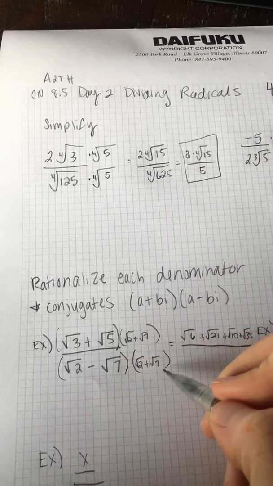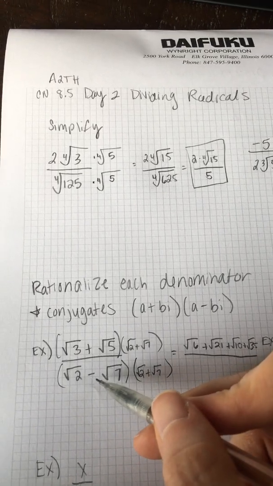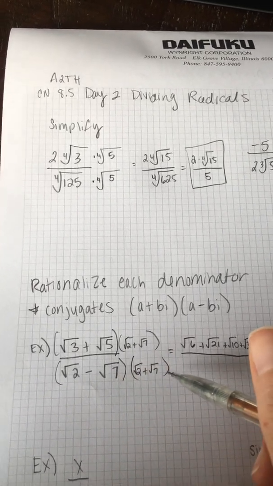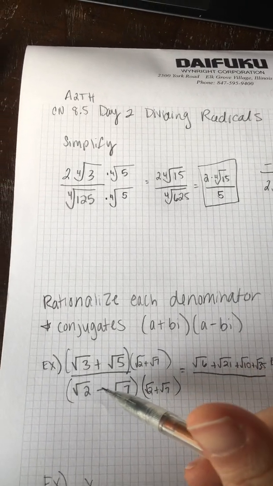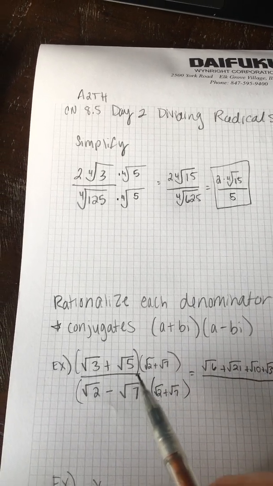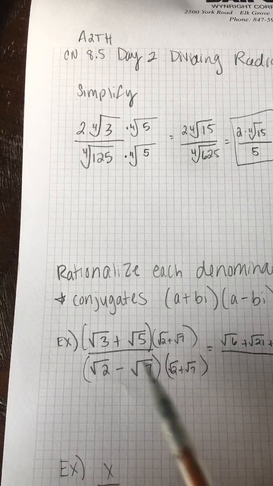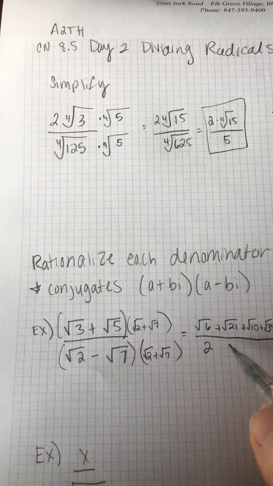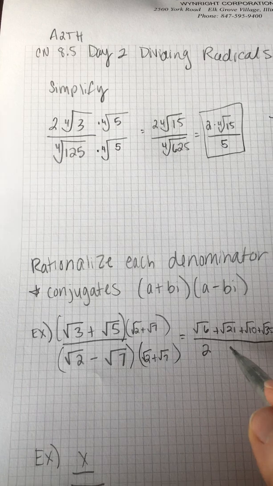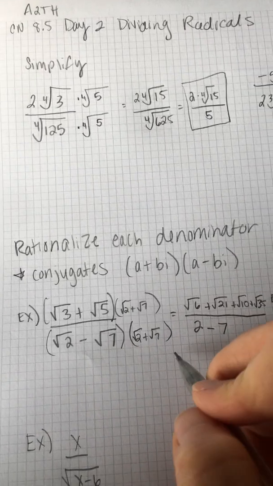All over. Now I can use a pattern here because I have a sum and difference, so I can use the difference of squares pattern. Square the first, so we get 2. Square the last, we get 7, and put subtraction in between.